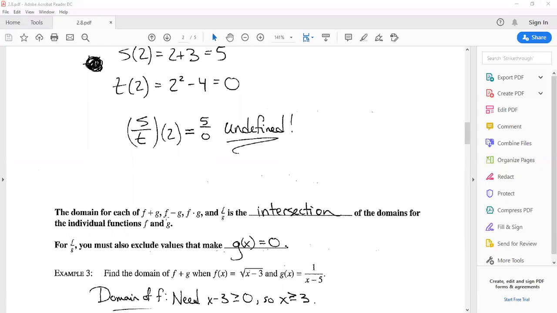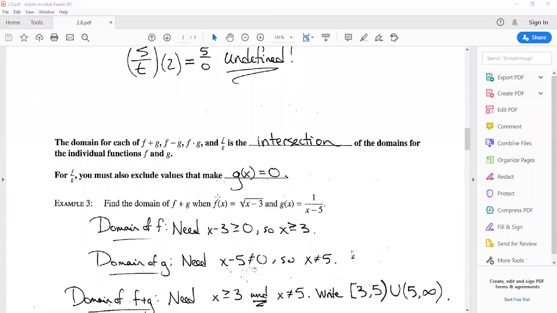Okay? The same rule applies for f over g, but then there's an extra stipulation on top of that: we have to exclude the x values that make the bottom, g of x, equal to 0. So let's watch it go here. In this example, they give us f of x is the square root of x minus 3, and g of x is 1 divided by x minus 5. And they want us to find the domain of f plus g.